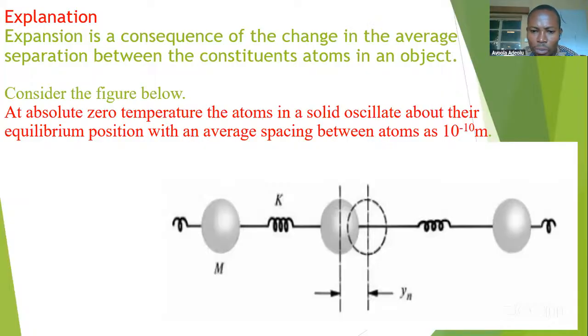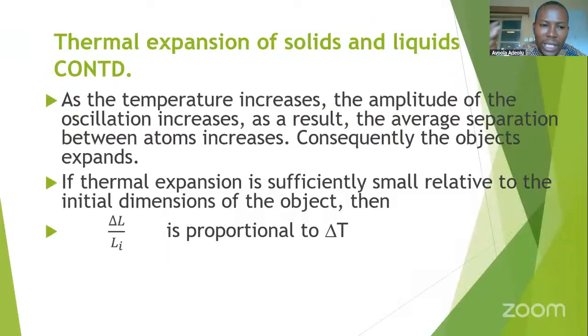So the atoms will be oscillating about that position. But as you are increasing the temperature, the amplitude of the oscillation will increase. As you continue to increase the temperature, the amplitude of oscillation gets increased until there's a considerable distance between the two atoms, and consequently we say the object has expanded.